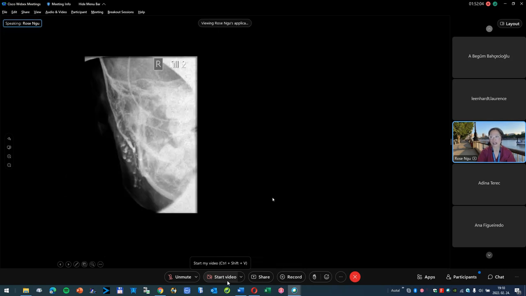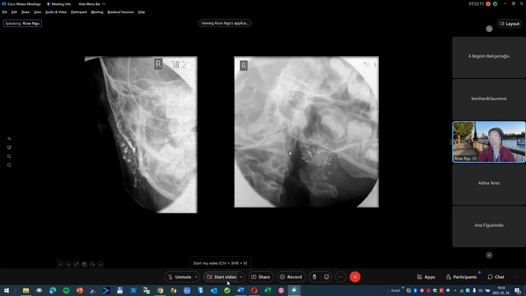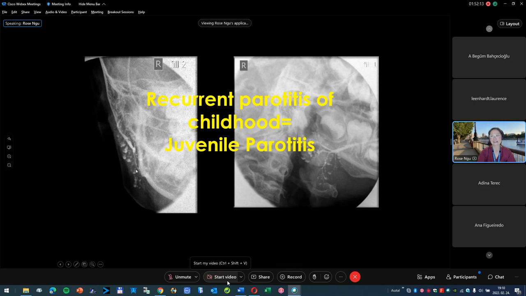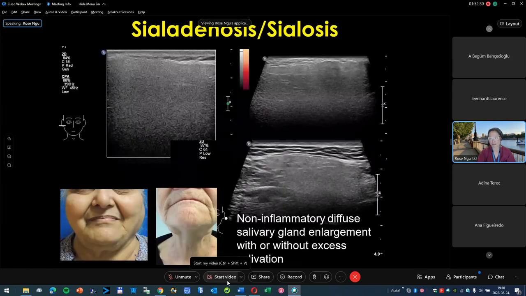She has, and when we do a sialogram, you see sialectasis. This is globular sialectasis in the gland. And this is what we call a recurrent parotitis of childhood. It's also known as juvenile parotitis. There's no treatment for this. And it's benign and they will grow out. And some of them, they don't. And some of them can become Sjogren's later on in life.